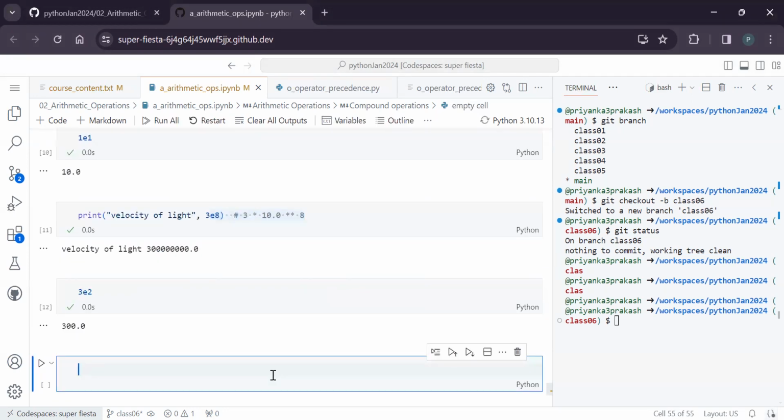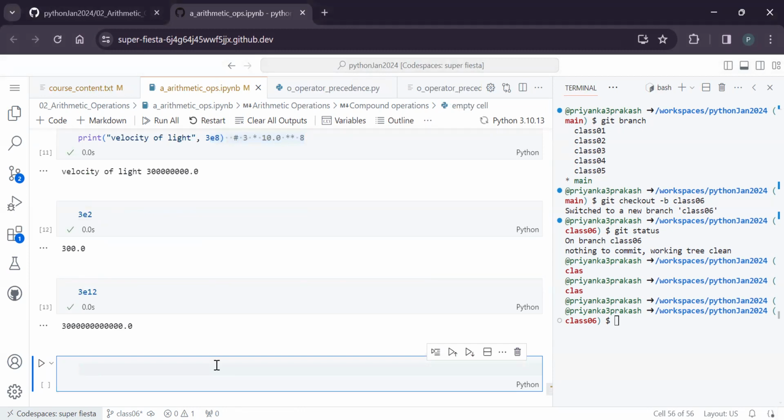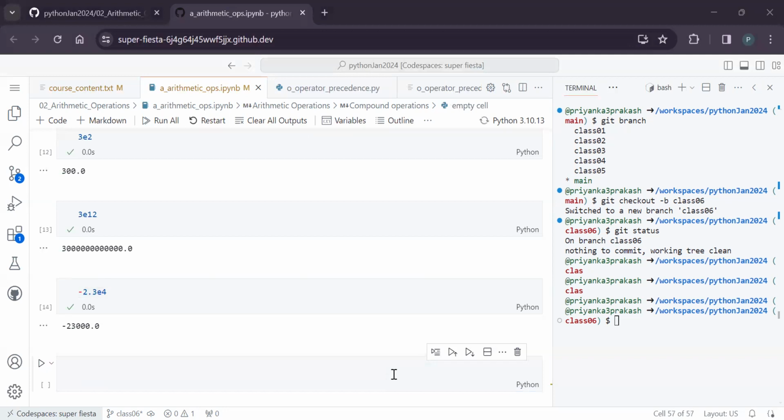3E2 means 3 into 10 to the power of 2. So if I give 3E12, it will be a bigger number. Similarly, if I give minus 2.3E4, it means minus 2.3 into 10 to the power of 4, where E means 10 to the power. So like that, we can write larger and smaller numbers.